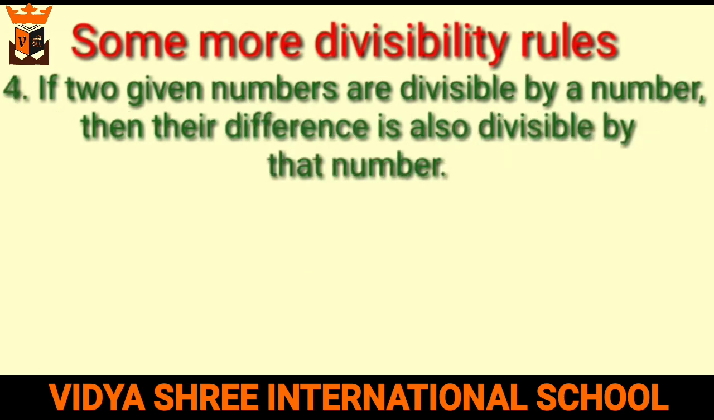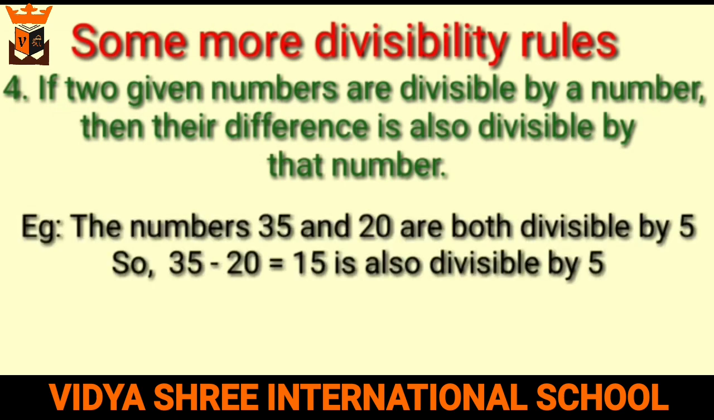Fourth rule is, if two given numbers are divisible by a number, then their difference is also divisible by that number. For example, the numbers 35 and 20 are both divisible by 5. So their difference 35 minus 20, which is equal to 15, is also divisible by 5.